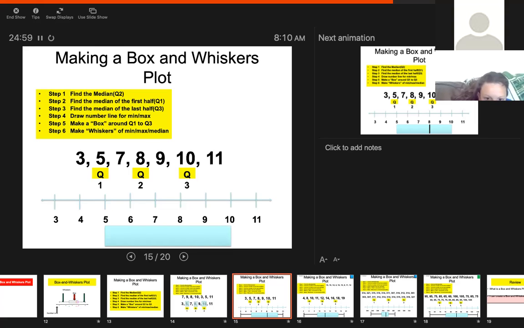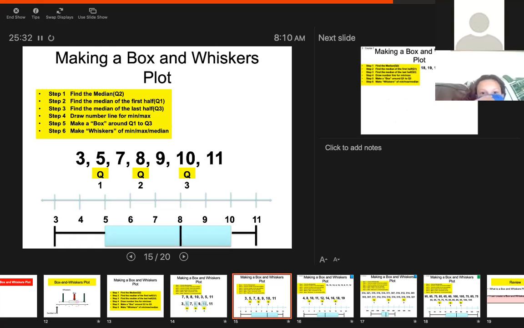Okay. It says make whiskers. The whiskers will be the last number and the first number. So I need whiskers from 3 and 11. And then it says you need to do the median. What was the median? The median was Q2. Instead of writing median, you want to put Q2. So Q2 was 8. And then I attached my 2 whiskers, 3 and 11. You need to draw these parts well too. So attach your whiskers to the box. And you're done. That's it. That's a box and whiskers.